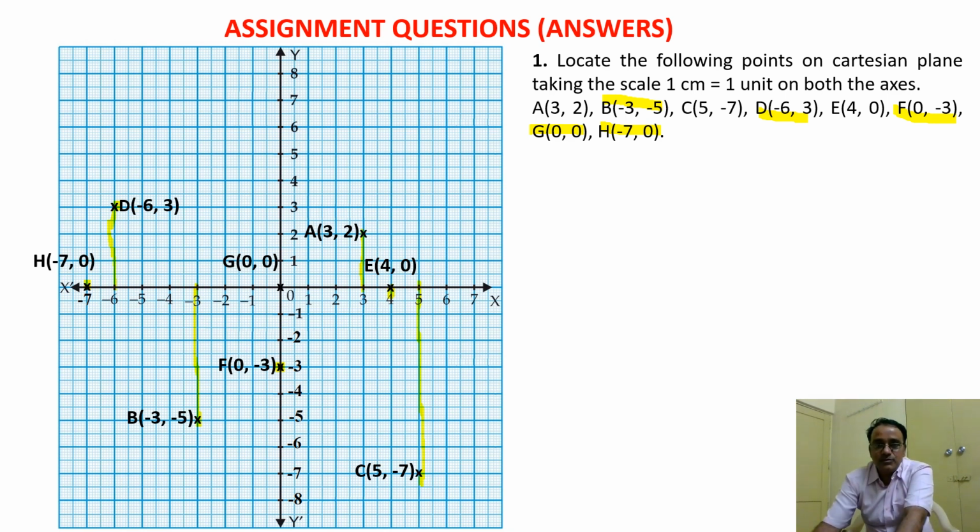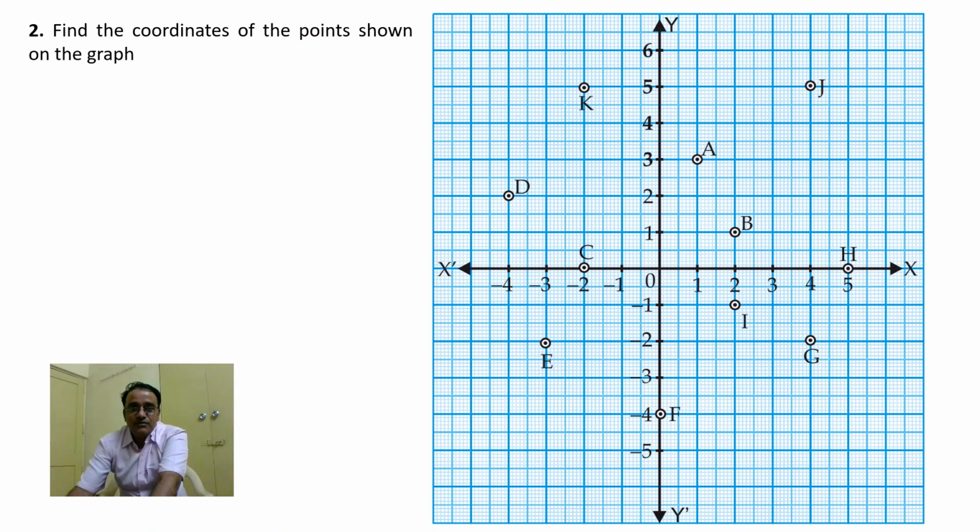Now let us move towards the second question. Find the coordinates of the points shown on the graph. So first we'll start with A. A का जो value of x coordinate is 1 and the value of y coordinate is 3. ठीक है, so इसका हो गया (1, 3). Now B, the value of x coordinate is 2 and the value of y coordinate is 1. So coordinate is (2, 1).